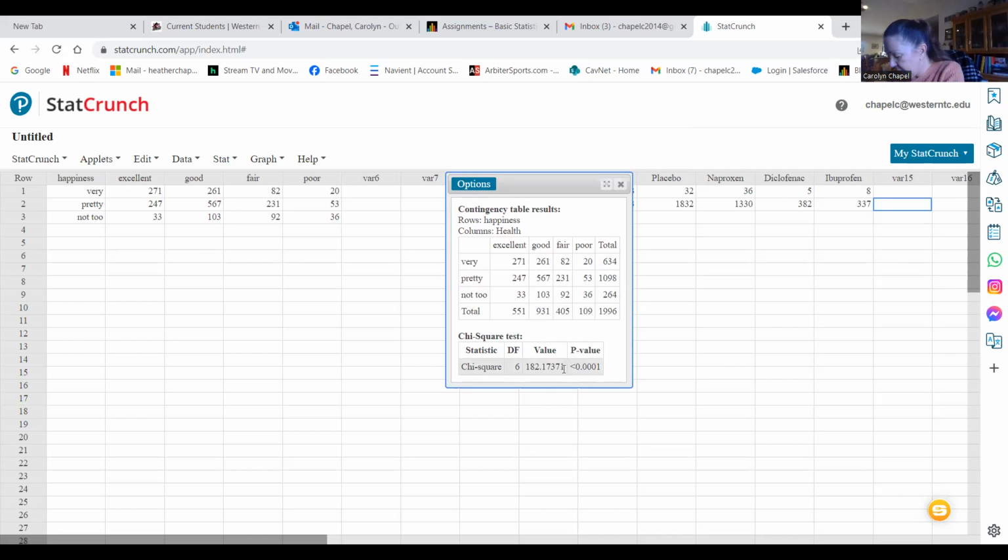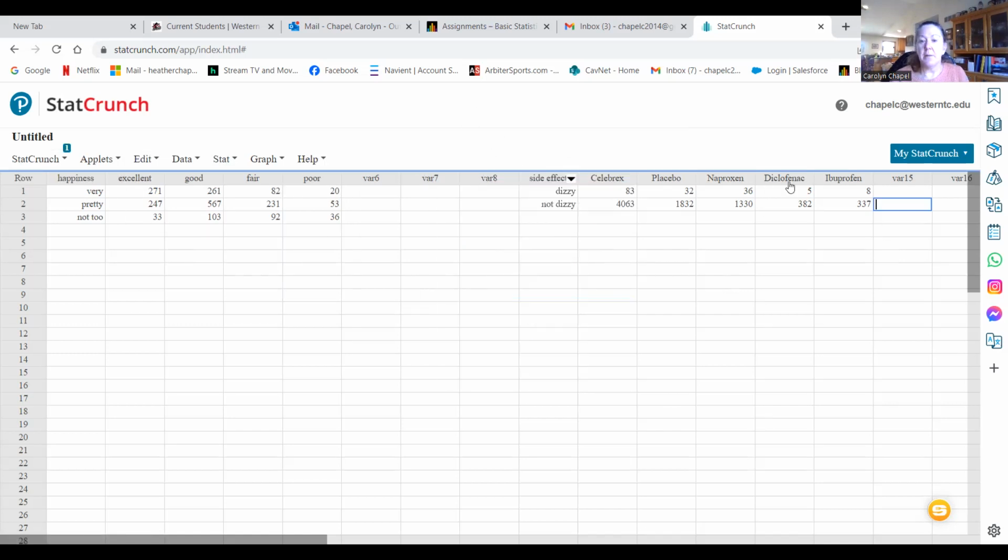That is our step 3. So our test statistic, adding up all of those pieces, is 182.17, and our p-value is smaller than 0.0001. So very, very tiny p-value. All right, I'm going to get rid of this so when I come back to do my second example, we can go right to it.